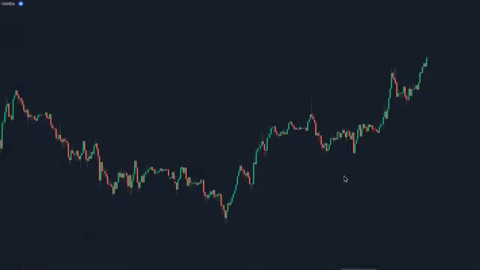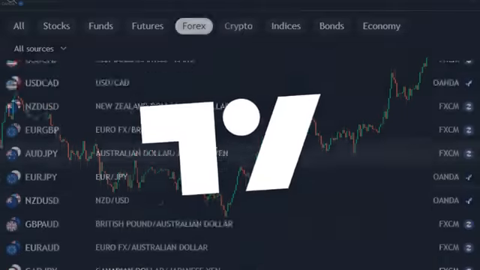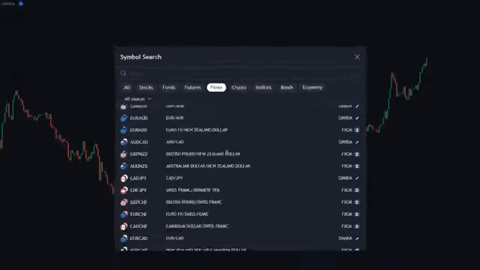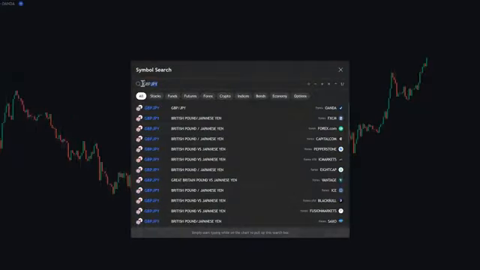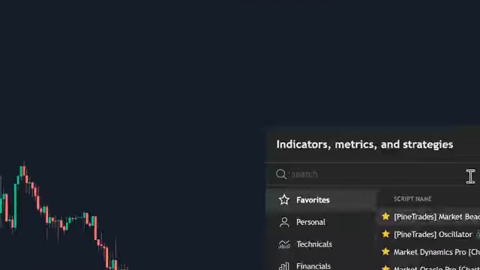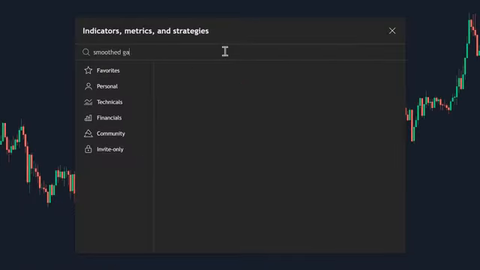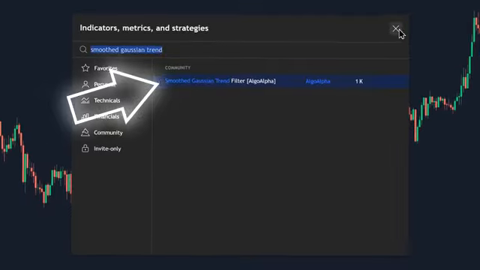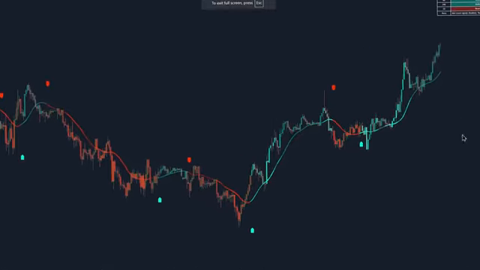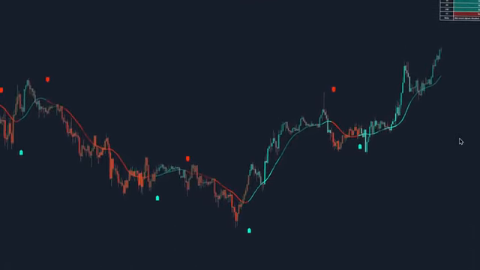Let's get into it. Now, to add this indicator to your chart, you want to go to TradingView and then open any trading security that you like in any time frame. For me, I'm going to be using the 5-minute time frame of GBP/JPY. After that, you want to click on Indicators and type in Smooth Gaussian Trend Filter, and it's going to be this one by AlgoAlpha. Ladies and gentlemen, this is the all-powerful Smooth Gaussian Trend Filter.